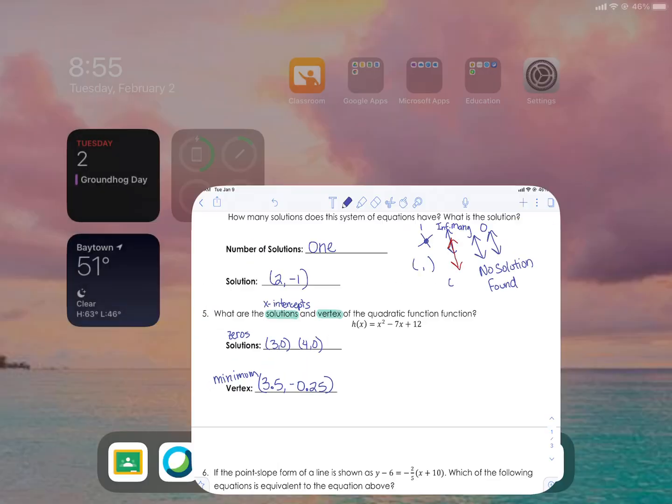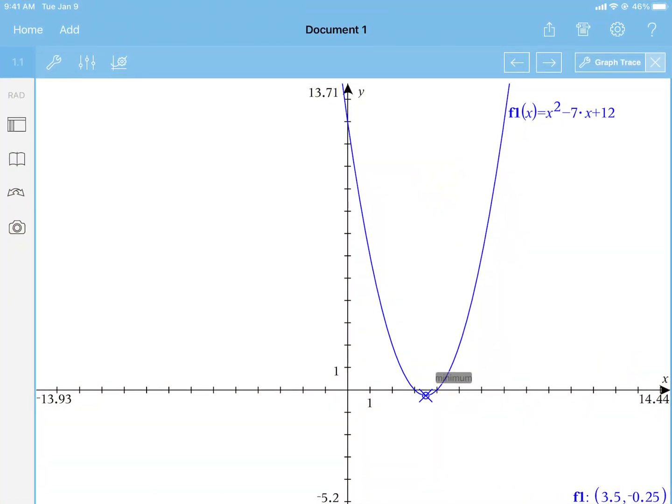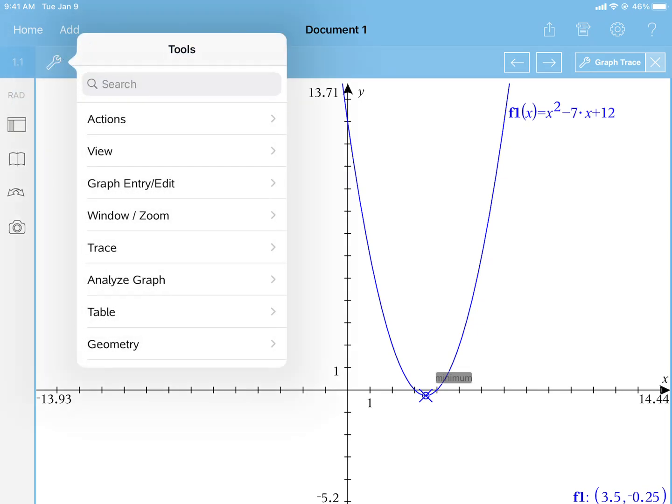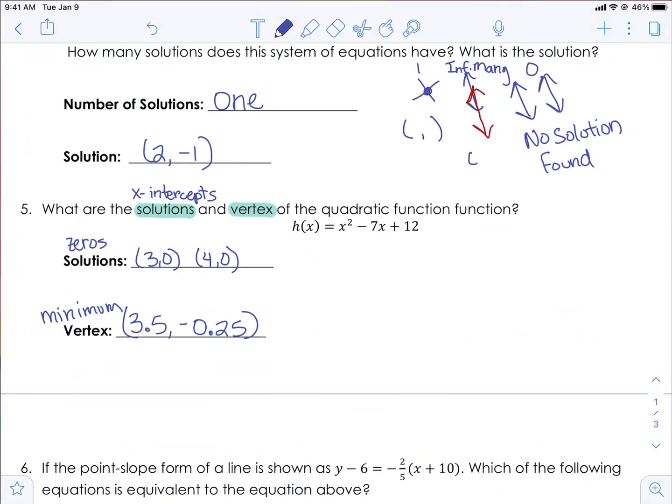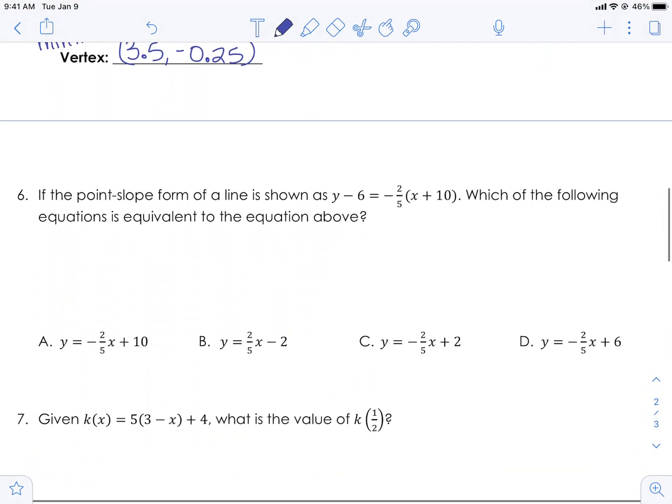So again, a refresher on what we did. We went to our menu, we went to trace and graph trace. Menu, trace, graph trace.